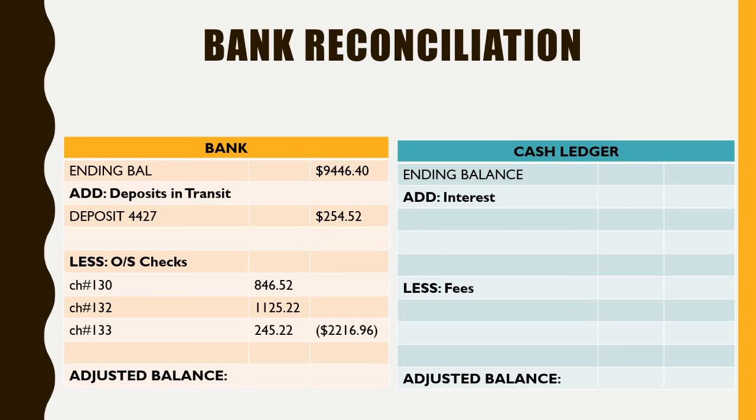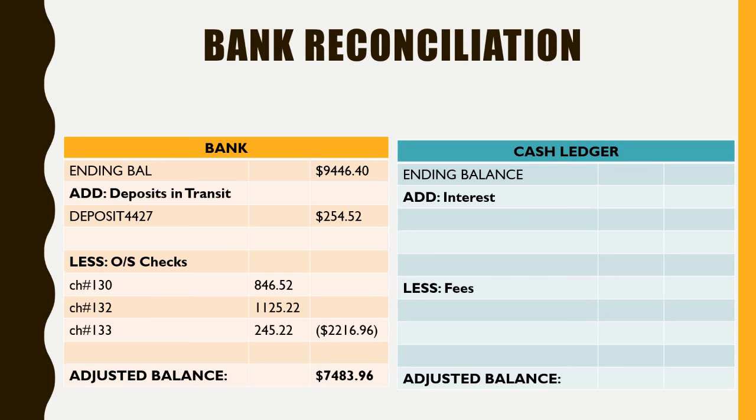$245. And that's going to give me a grand total of $2,216.96. Because we're going to subtract out our outstanding checks, because it's money that should have been taken away from my bank account, right? So now we have those 3 things there. So let's go ahead and take my ending balance. We're going to add the $254 and we're going to subtract out the $2,216. And what should be my adjusted ending balance? 7,483.96. Perfect.